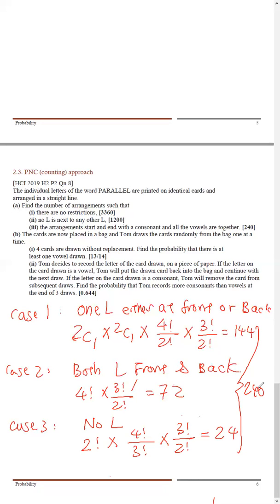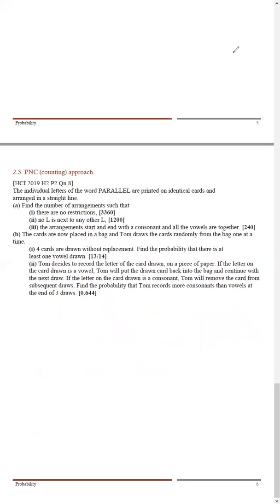Okay, so the last part, B. Now the cards are placed in the bag. Tom draws a card randomly from the bag, 1 at a time. 4 cards are drawn without replacement. Find the probability that at least 1 vowel is drawn. So the keyword here, at least 1 vowel is drawn, means to say that if I want the probability, I can use the complementary case of 1 minus no vowel.